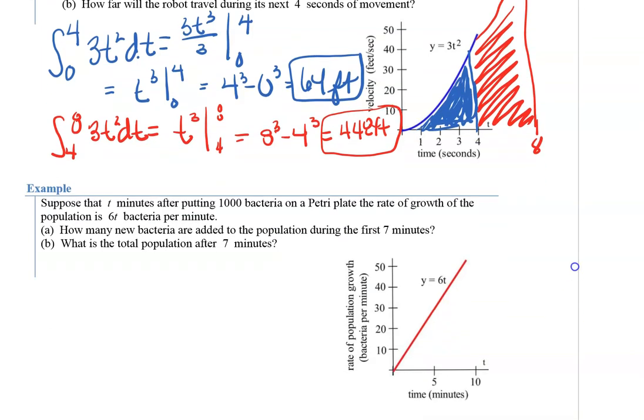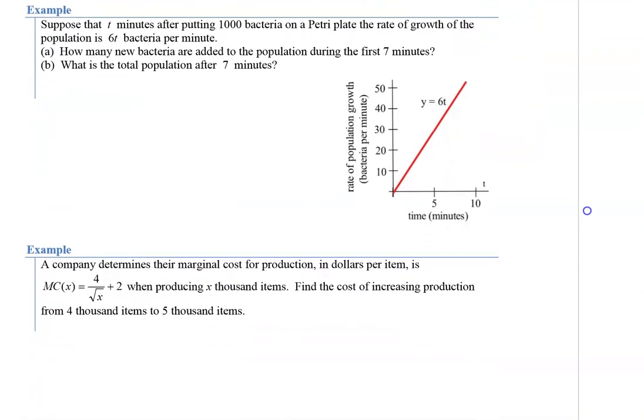Let's do another one, kind of a different situation. It says, suppose that t minutes after putting 1,000 bacteria on a Petri plate, the rate of growth of the population is 6t bacteria per minute. So again, you've got your time and you've got your bacteria per minute. How many new bacteria are added to the population during the first 7 minutes? And so here's, for instance, 7. And so we're wanting to find this area under the curve to find the bacteria.